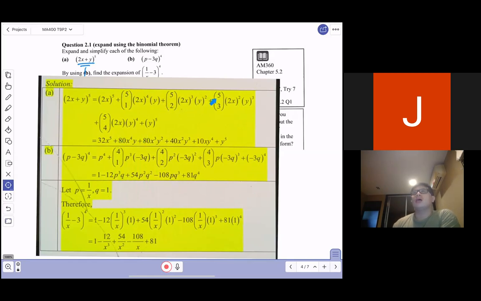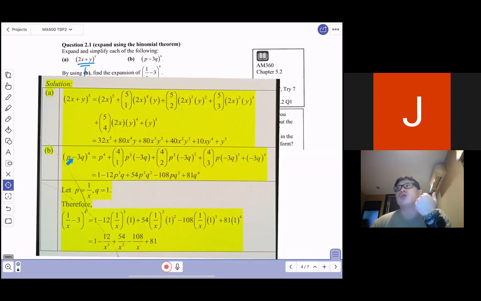Coefficient, you get 80. 5 choose 3, I mean, you just get 10 times 2 to the power of 4, so you get 40. 5 choose 4 times 2, so you can see you get 10, and y to the power 5 is just 1. So I'm really just applying the formula, and most importantly, you know your n, you know your a, you know your b. Know your terms.